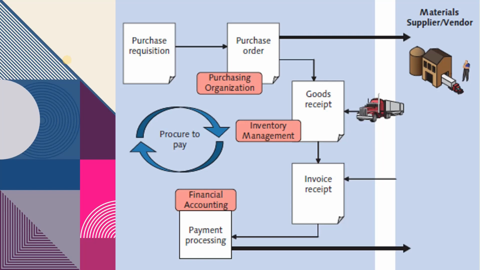Once the vendor supplies the goods, we do the goods receipt, where our inventory changes will happen. Once we receive the goods, we can go for the invoice receipt, which goes to financial accounting, where the payment processing to the vendor will happen. So this is what the P2P cycle is all about. That is the theory, and after this let us see those documents, the purchase requisition, purchase order, goods receipt and invoice receipt, in SAP MM. Let's go, guys.